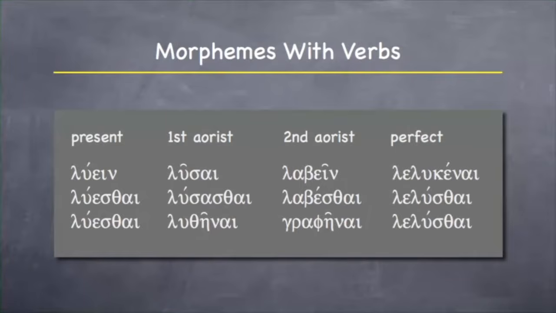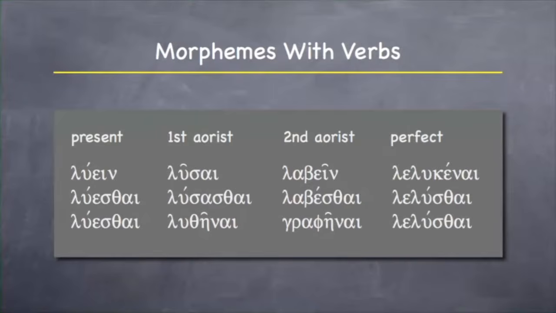And by the way, in translating, it's very simple. Just say "to." So it's to loose or to be loosed in the present, to loose for oneself, I guess, in the middle, and to be loosed in the passive, to have loosed and to have been loosed in the perfect.